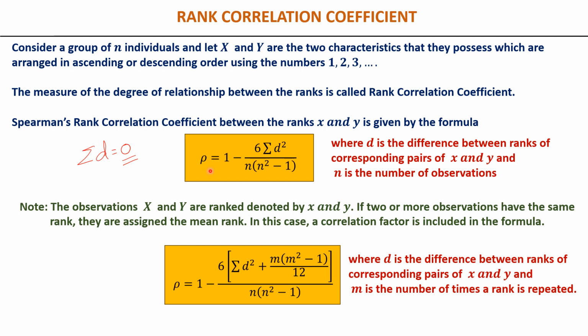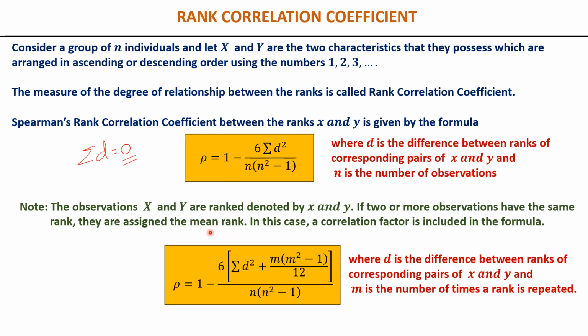This is a case where the marks are not repeated, so the ranks are not repeated. So the ranks are different for each of the n individuals. But suppose you have a tie. Suppose you have two or more students getting the same mark. Then what we do is we assign a mean rank for each of them. Now, suppose there are three students getting the same mark, then we calculate what is called the mean rank. I'll explain it to you in the problem. And all the three students get the same rank.